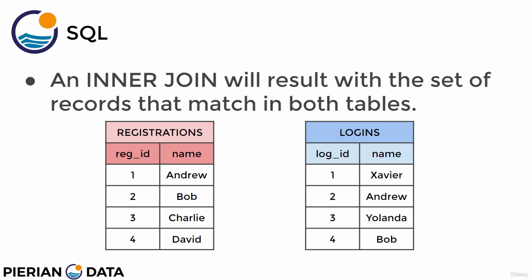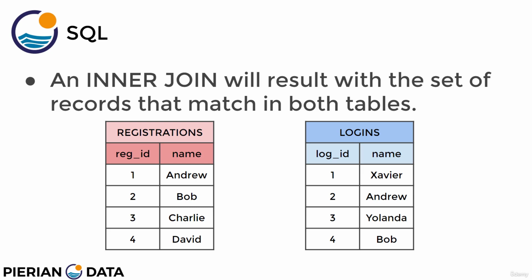So what does an inner join do? An inner join will result with the set of records that match in both tables. In the registrations, we had Andrew, Bob, Charlie, and David register for the conference. However, on the actual day of the conference, only Andrew and Bob showed up that actually registered, and then Xavier and Yolanda, who forgot to register, came in on site and logged in. Keep in mind that Charlie and David registered, but didn't end up showing up to the conference to log in.